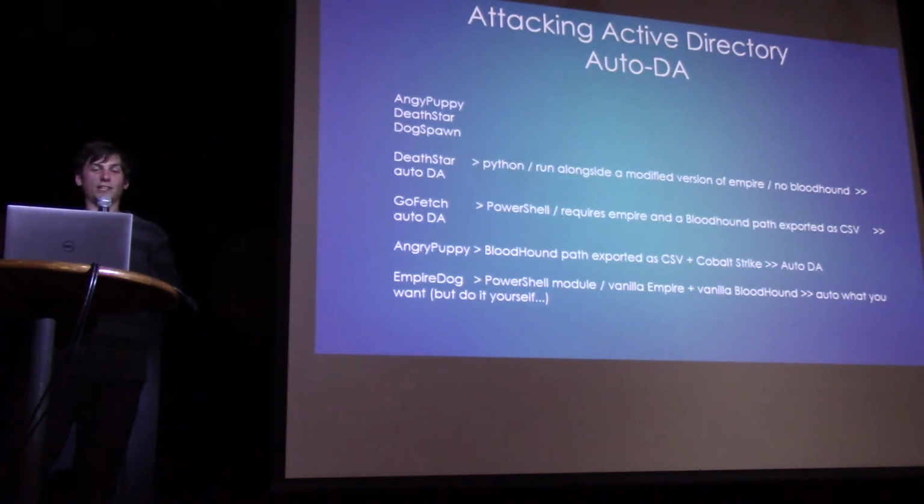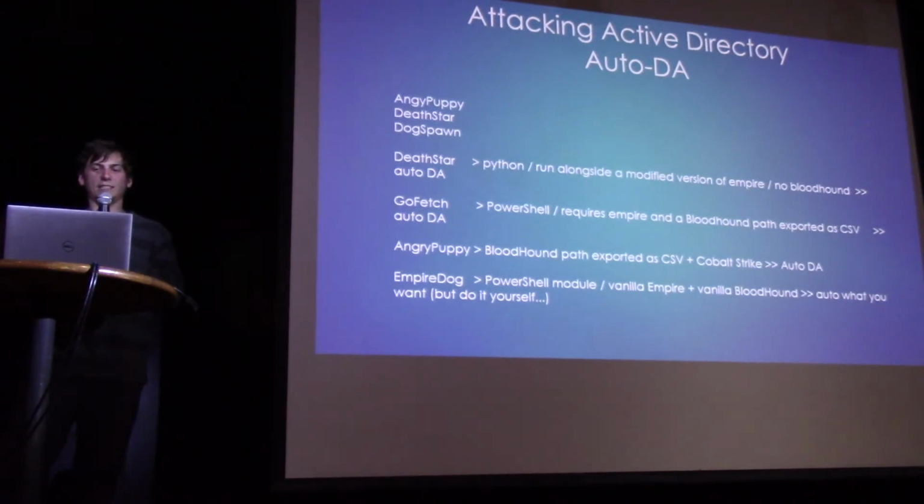There's Death Star, which basically starts with Responder to try to get some creds. It's all Python based. It runs along using Empire shells back and forth and CrackMapExec. It doesn't run Bloodhound, but it tries the same thing Bloodhound does and quickly navigates your network. GoFetch basically takes a Bloodhound attack path and tells Cobalt Strike to just execute it. So once they get in, they run Bloodhound, they feed it to GoFetch, and then they've got domain admin.